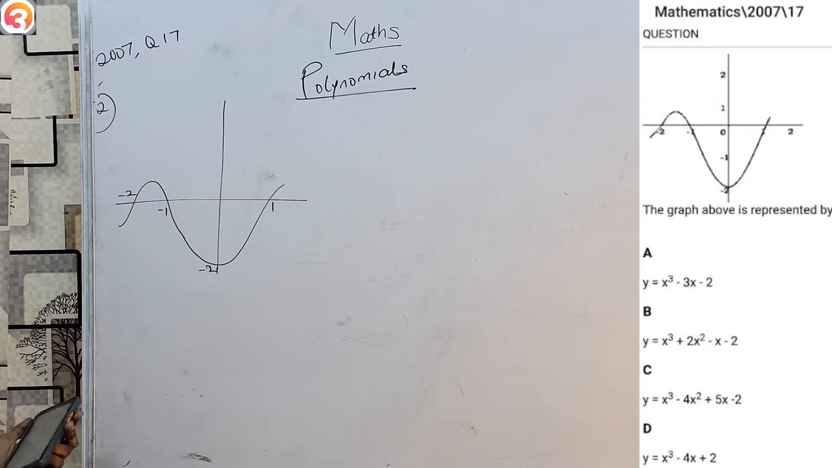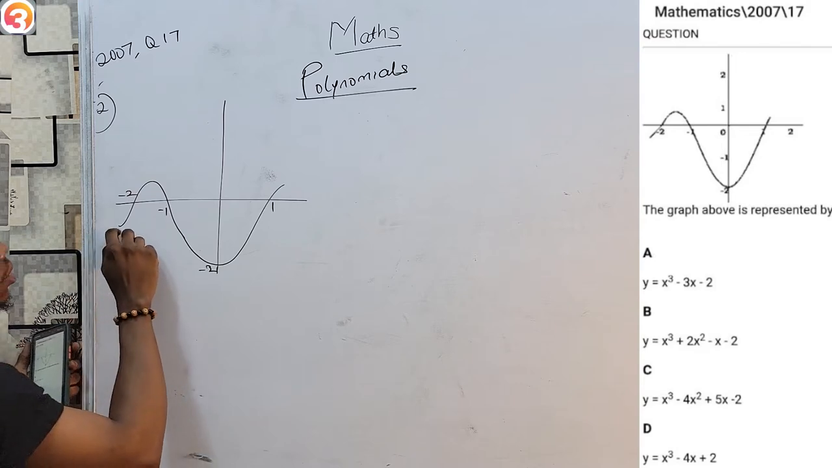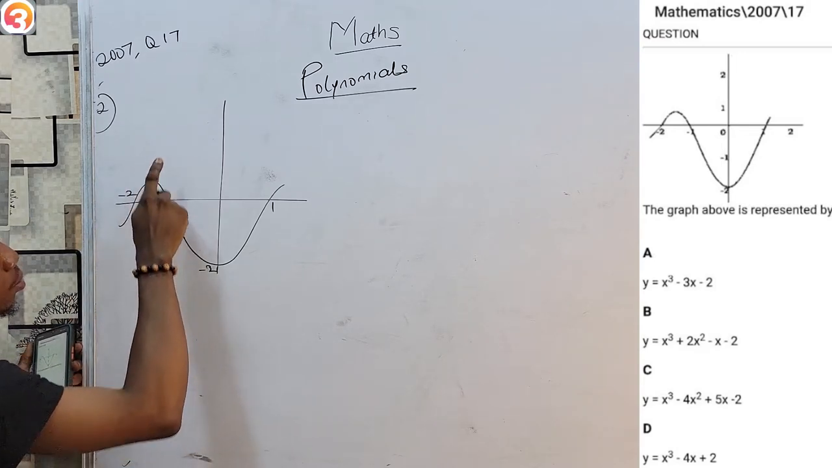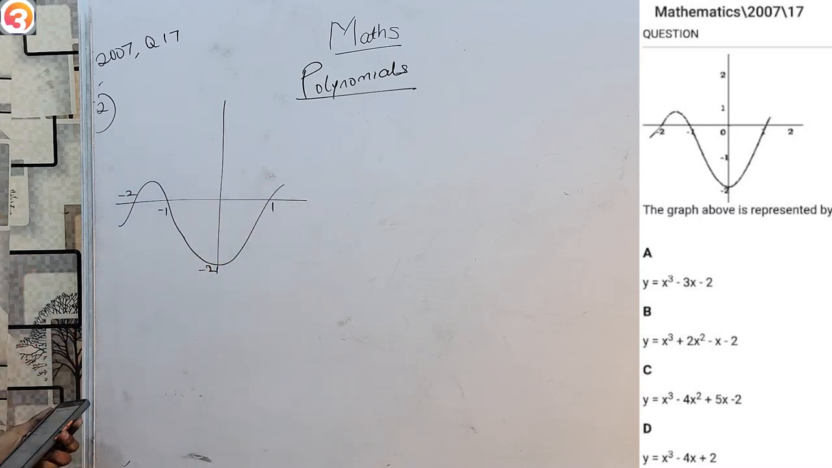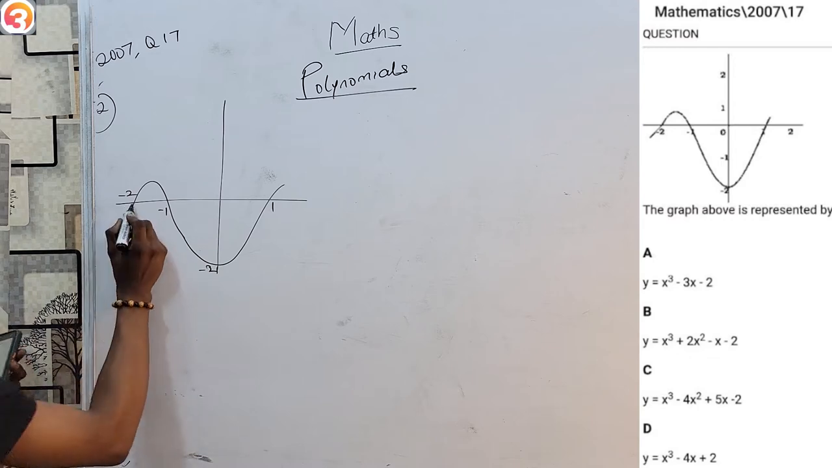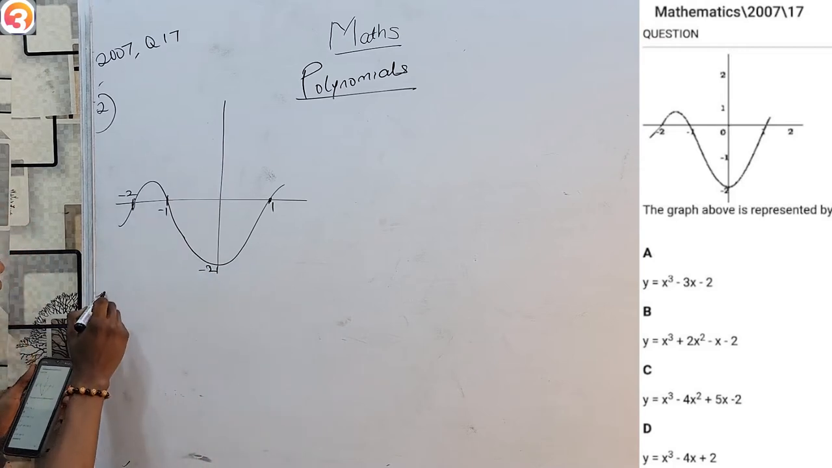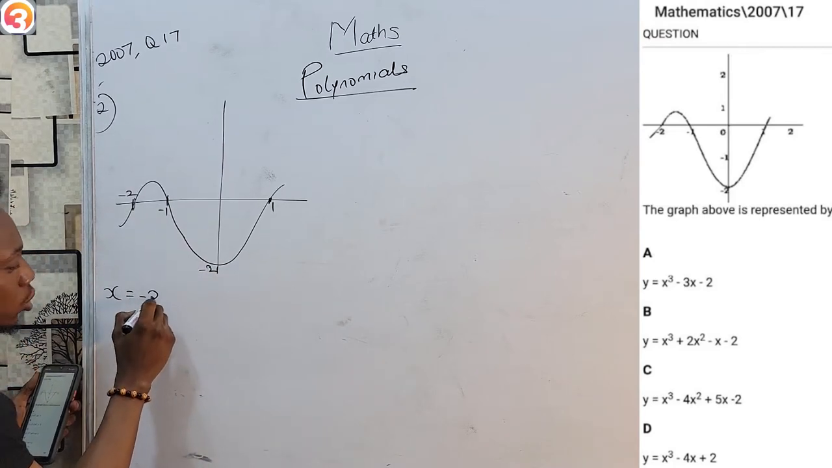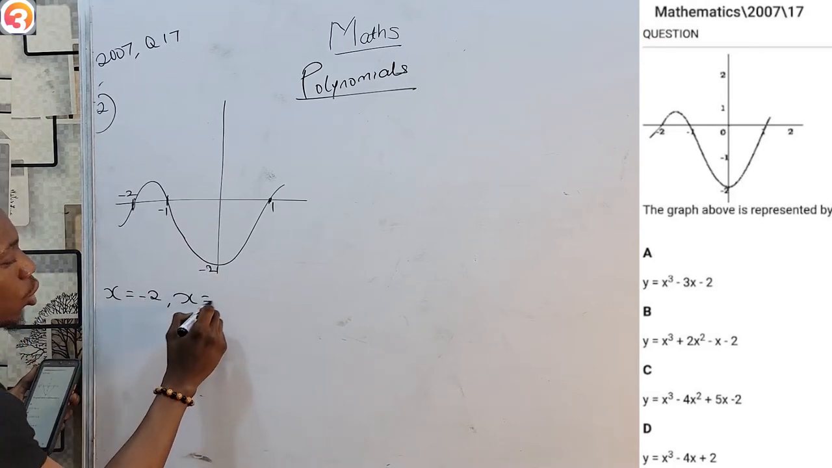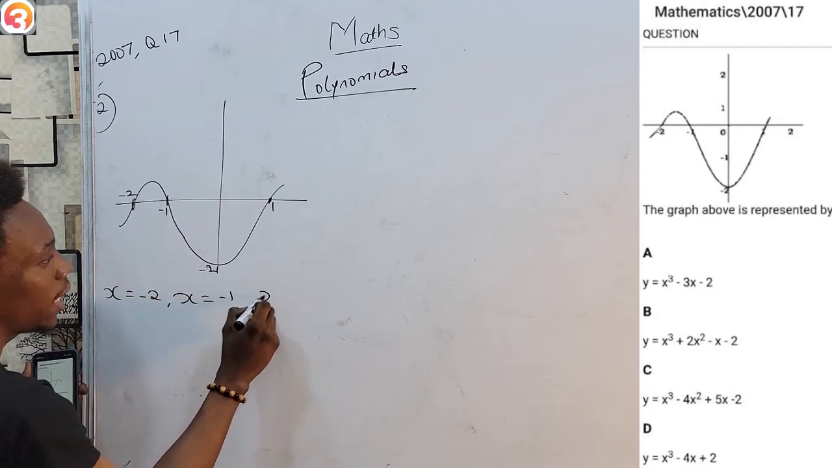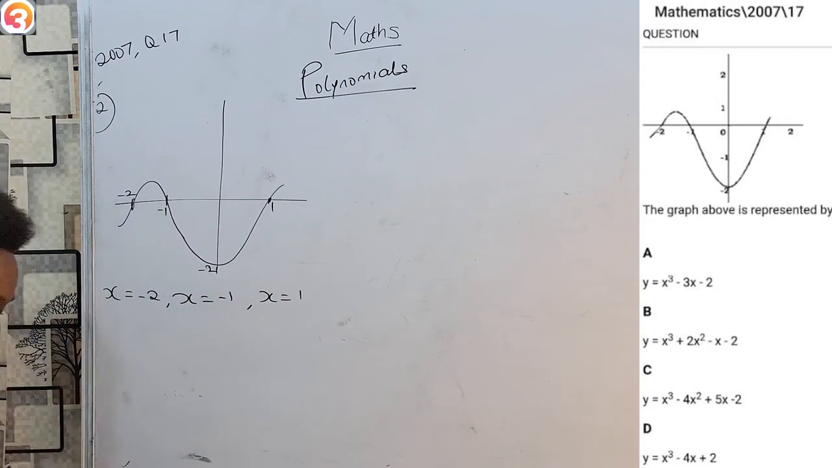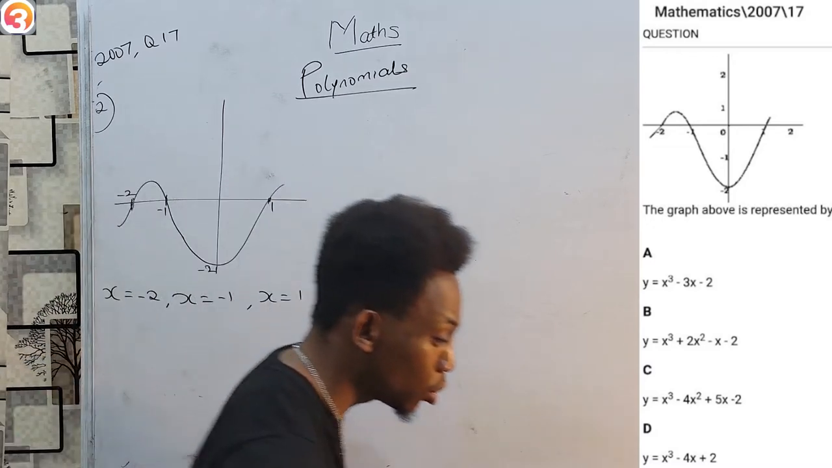Now, because my graph curves 3 times, down, up, down, then goes back up, I know I'm dealing with a cubic graph. And cubic graphs have 3 roots. How do I get my roots? The places where they cut the x-axis. That means x equals minus 2. It also cuts at minus 1. And it also cuts at 1. So these are my 3 roots.